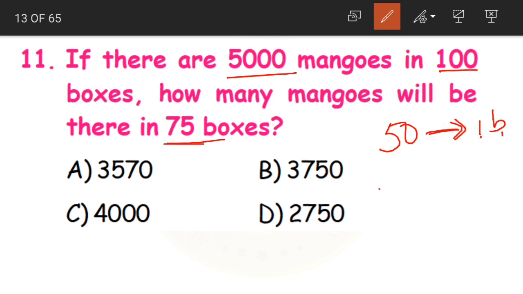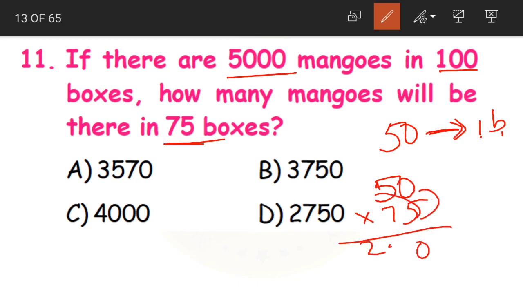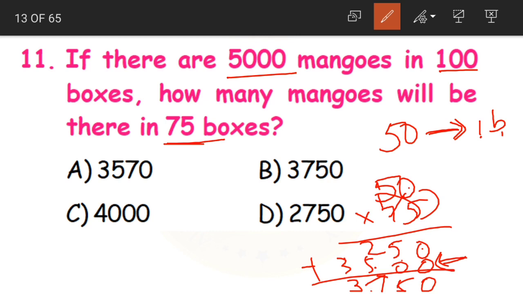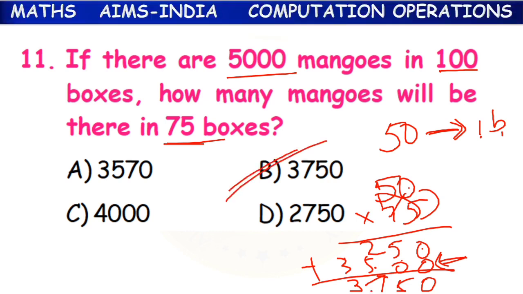Now how many mangoes will be there in 75 boxes? 50 into 75. 5 zeros are 0. 5 5s are 25. Now again 7, new number, new line. 1 0 first. 7 zeros are 0. 7 5s are 35. Adding our partial products. 0 plus 0. 5 plus 0 5. 2 plus 5 7. 3. What is our answer? 3,750. That is option B. Clear, children?